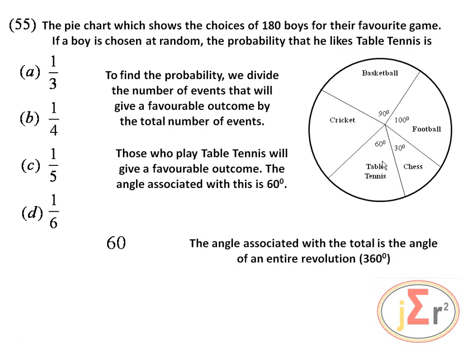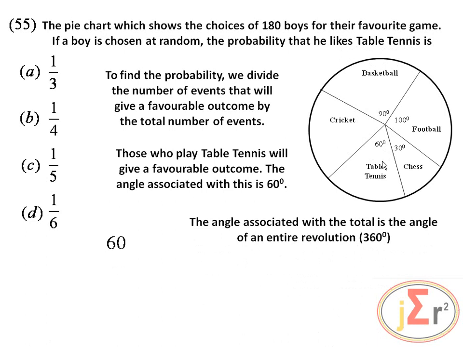And then now, finally, the angle associated with the total is the angle of an entire revolution. So we need to divide that by the total possibility, and it is possible for us to choose a student or a boy throughout the entire pie, which is of course represented by an angle of revolution of 360 degrees.